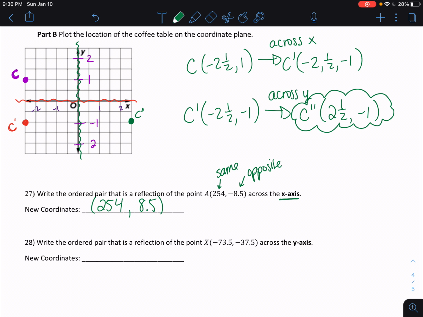For number 28, it says across the Y-axis. So X is going to be the opposite. And Y is going to stay the same. So I'm going to change this to 73.5 as the opposite, and then -37.5 is going to stay the same.